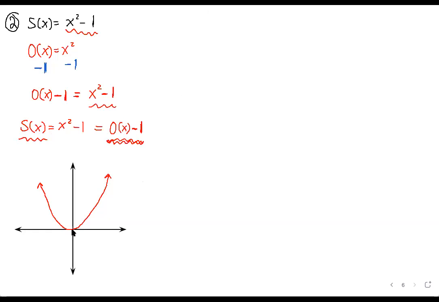So 1 unit down: (0, 0) will be like here, at (0, -1), and all points go 1 unit down. Here is (1, 1), which goes to (1, 0), and like this. So this is s of x, equal to the original function minus 1. The red one is the original function O of x equal x squared.